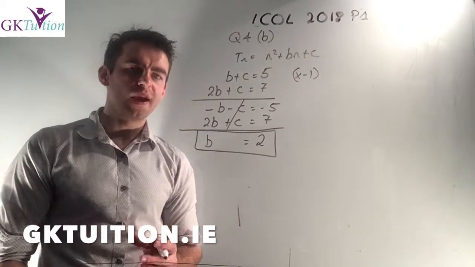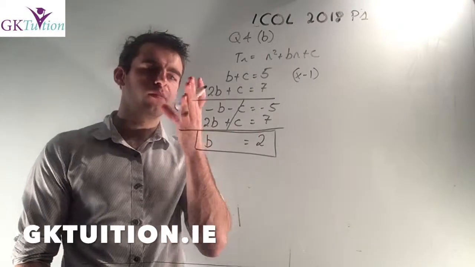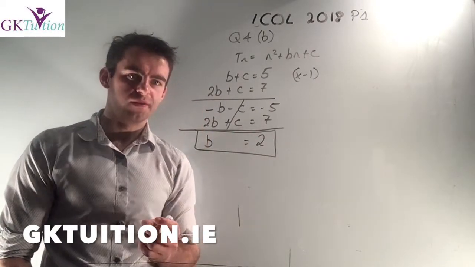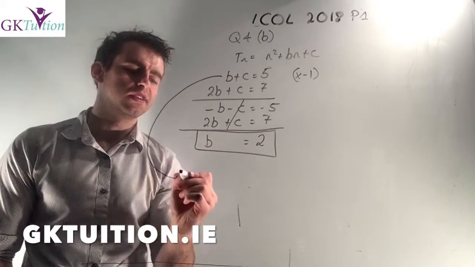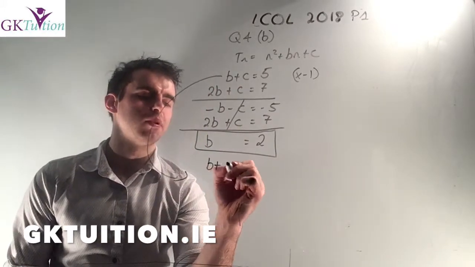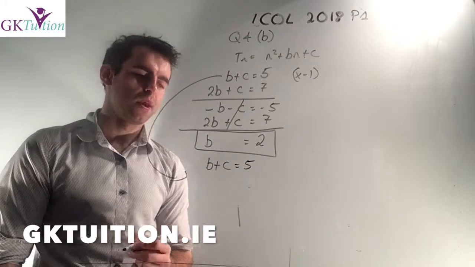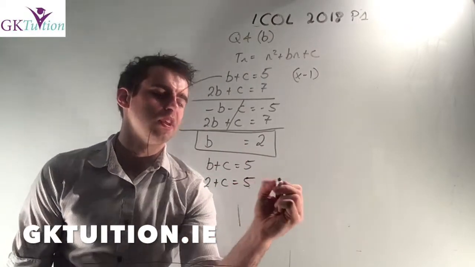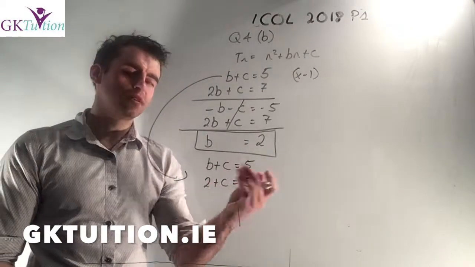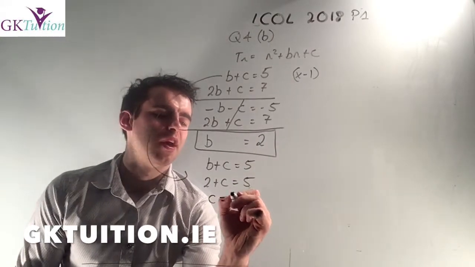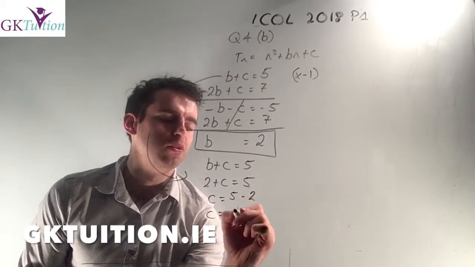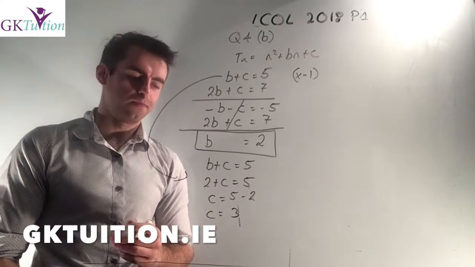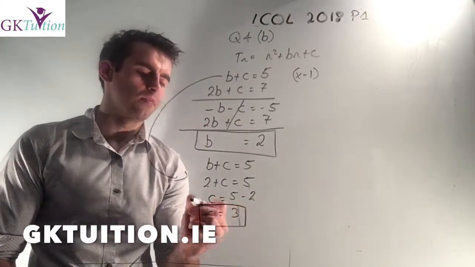Once I know the value of b, I can sub into one of my original equations, find the value of c. So I'm going to take the easier one. The simpler one is b plus c equals 5. And instead of a b, I can sub in a 2. I can say that 2 plus c equals 5. So if I subtract 2 from both sides, I get c is equal to 5 minus 2, so c is equal to 3. So I also now know my c.